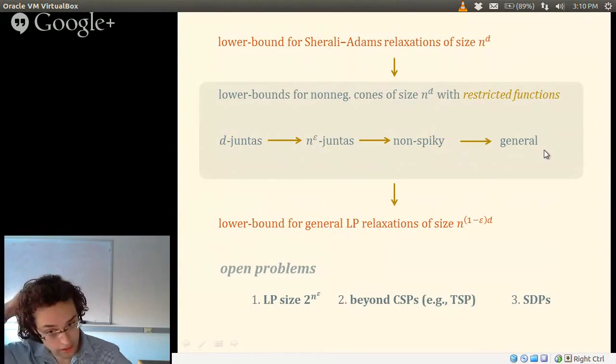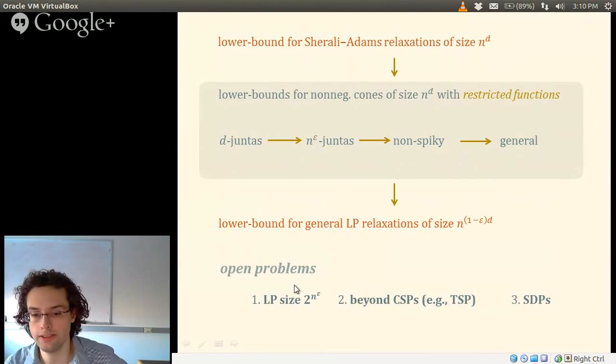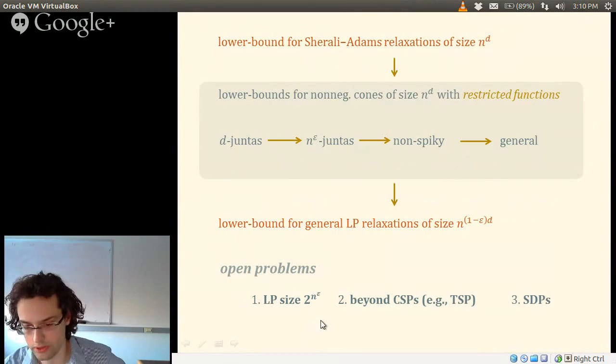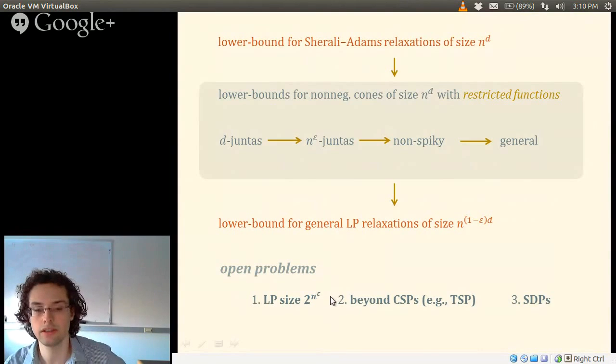There are three open questions that I wanted to highlight. One is, we saw this universality result holds for, our proof works for up to almost quasi-polynomial size. But it would be very surprising if you had a sub-exponential size LP that solves NP hard problems. So it would be good to rule that out, to show that you need LPs of size at least 2 to the n to the epsilon to get, let's say, a 0.99 approximation for max cut. This should be true just because this problem is NP hard, but we don't know how to prove it at this point.